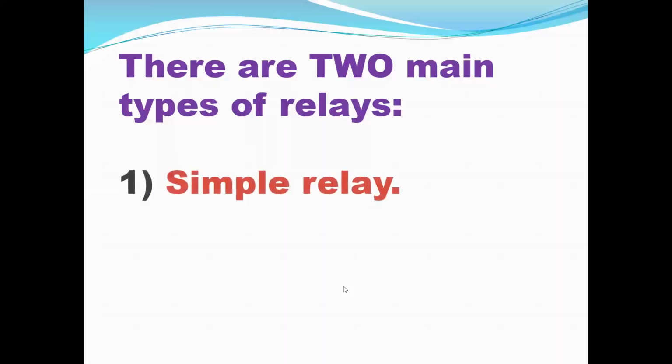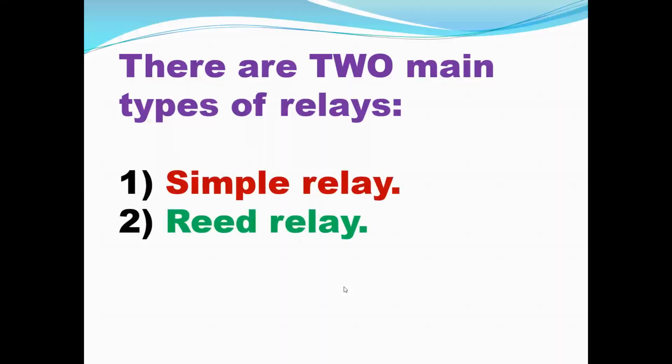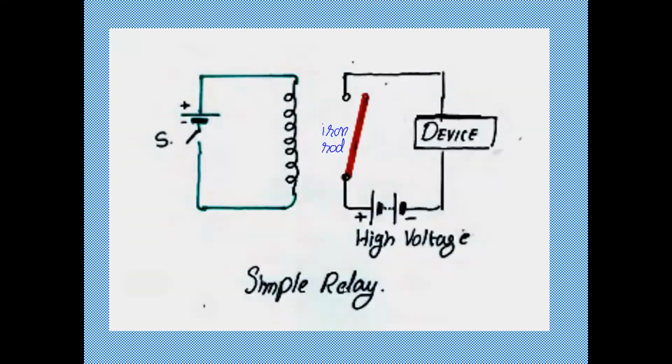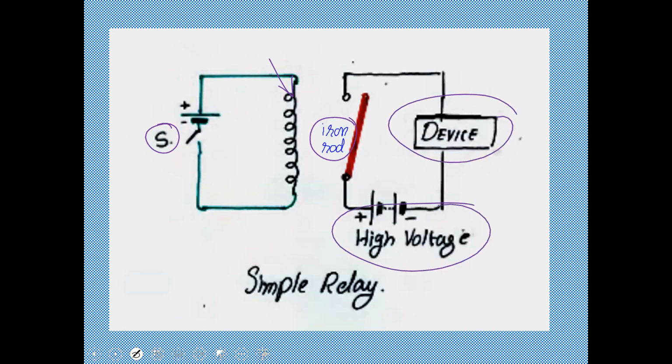Look at the diagram first. There are two types of relay, simple relay and reed relay. But first look at the diagram to understand what a relay is. There are two circuits in front of you, and there is a switch. This is an electromagnet. In front of the electromagnet, there is an iron rod, and this is a device, and this is a high voltage circuit.